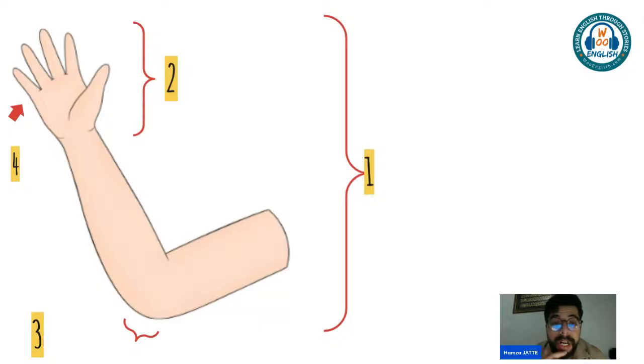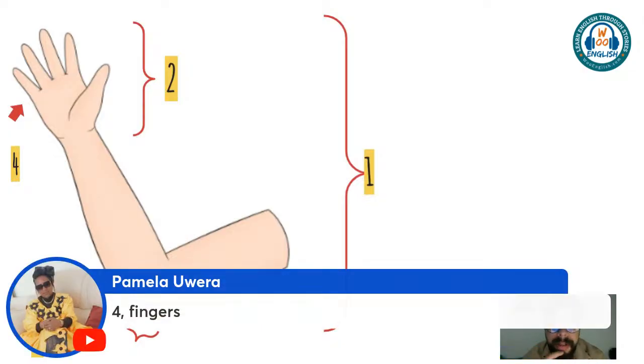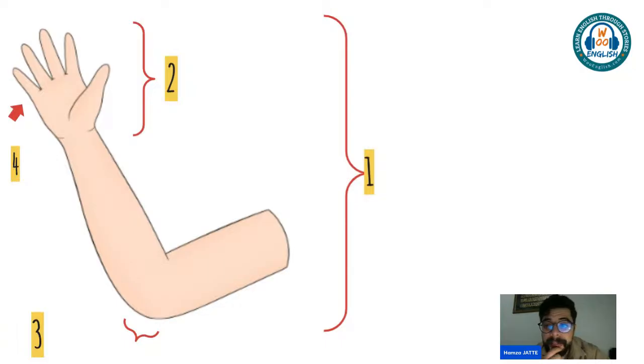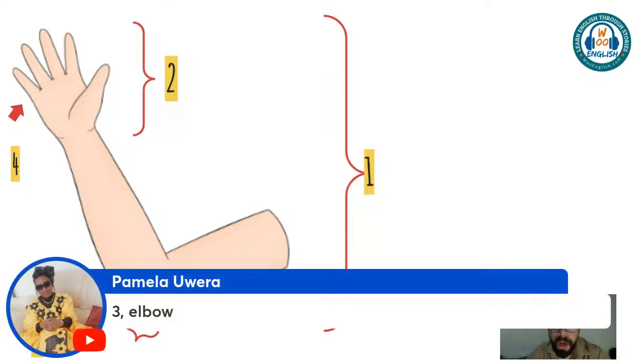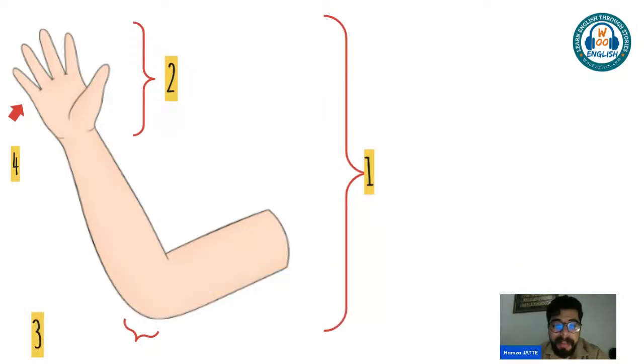Fingers, number four. Absolutely. Number four, fingers. Number two, hands. Number three, elbow. Perfect, Pamela. You are doing a great job. So you are only left with one. What do we call the whole of it? All of it. So Pamela already said arm. Wonderful, Pamela. You did a great job.